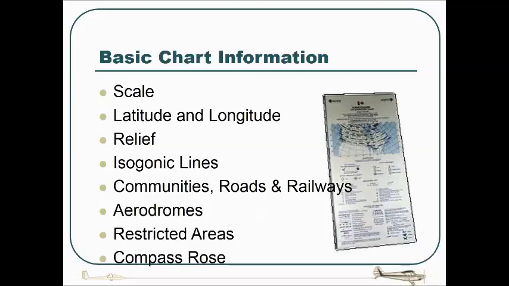And then finally, there is a compass rose to show you the orientation of north, magnetic versus true. And you'll actually see there's usually a couple of those on the chart for different areas, depending upon the size and scale of the chart.